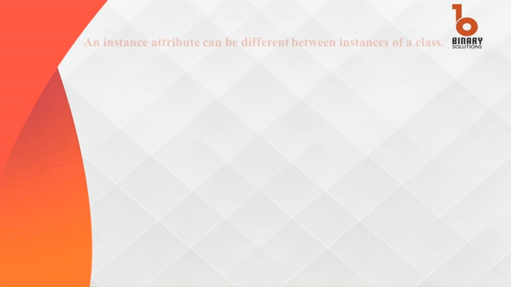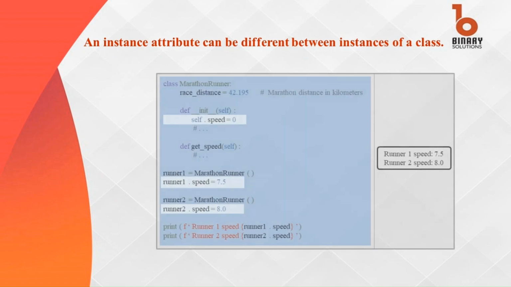This program illustrates the concept of instance attributes, which can hold unique values for each instance of a class. The marathon runner class defines a class attribute, race distance, shared among all instances, and an instance attribute, speed, initialized to 0 within the init method. Unlike class attributes, instance attributes belong to specific objects, allowing each instance to store different values.